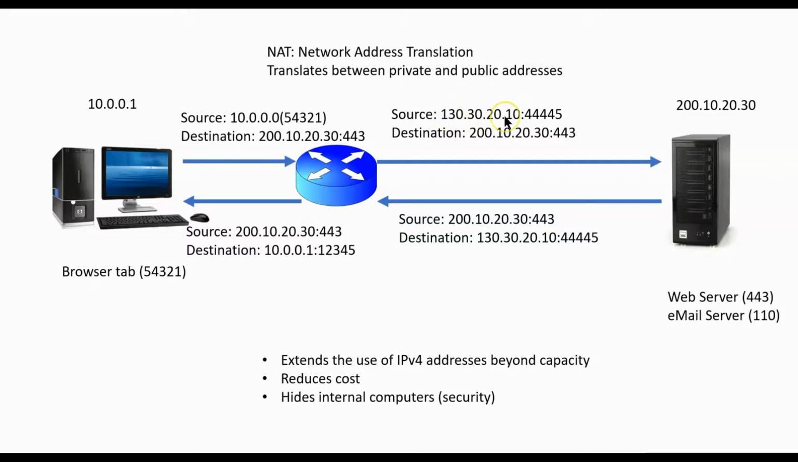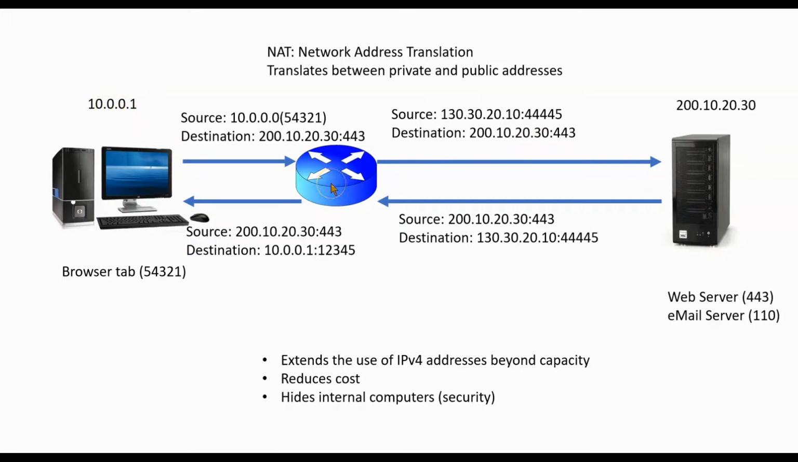The second thing it does for us is reduce cost. I don't have to purchase IP addresses for every computer on my network. If I have 1,000 computers on my network, I don't want to purchase an IP address for every one of them. So I can have private addresses all I want and only one public address. Third, it hides internal computers. Now, this was not one of the purposes of NAT, but it's a nice byproduct. That is to say, from the outside, nobody knows what the internal address of this computer is because it's hidden by the NAT device.